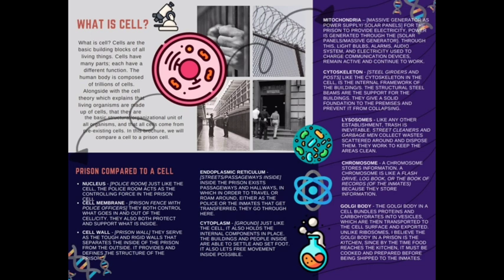The next is cytoskeleton. The cytoskeleton can be considered the scaffolding of the cell. It helps it maintain the correct shape. However, unlike regular scaffolding, the cytoskeleton is flexible. It plays a role in cell division and cell motility, the ability of some cells to move, such as sperm cells, for instance. We compare this into steel girders and posts. Like the cytoskeleton in the cell, they are the internal framework of the buildings, the structural steel beams, and the support for the buildings. They give a solid foundation to the premises and prevent it from collapsing.